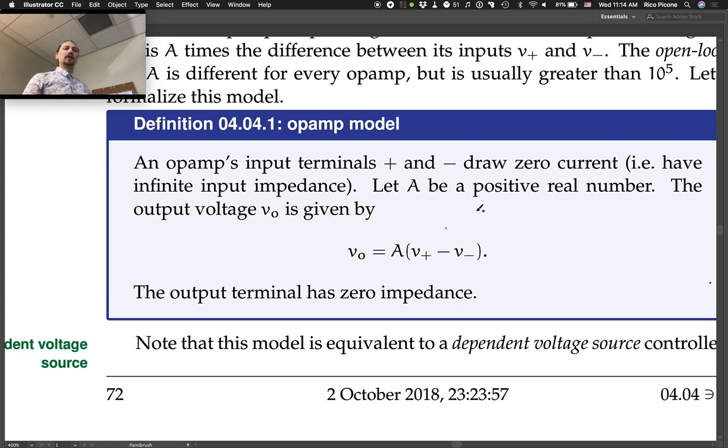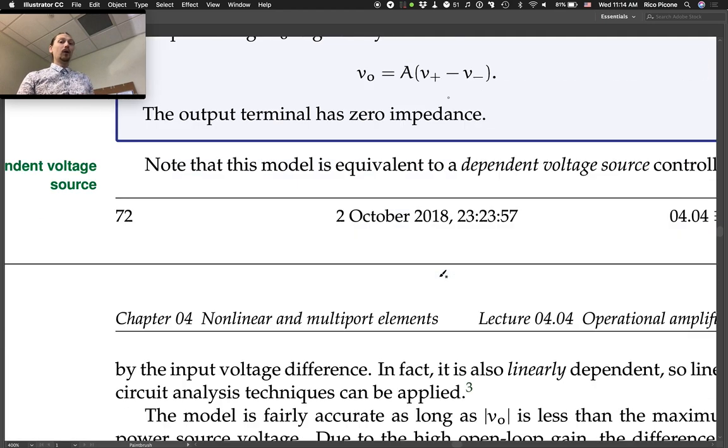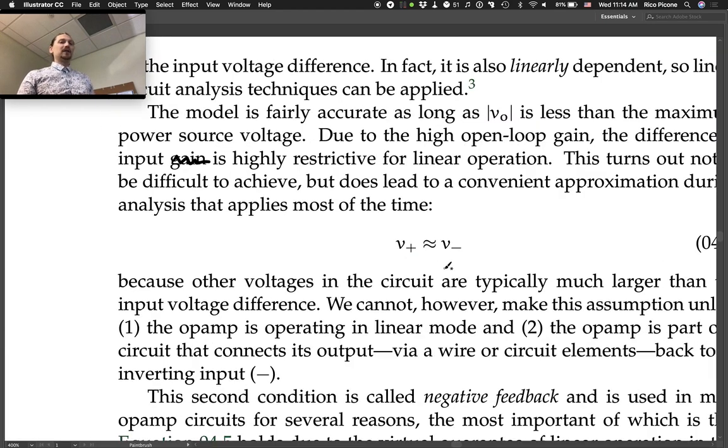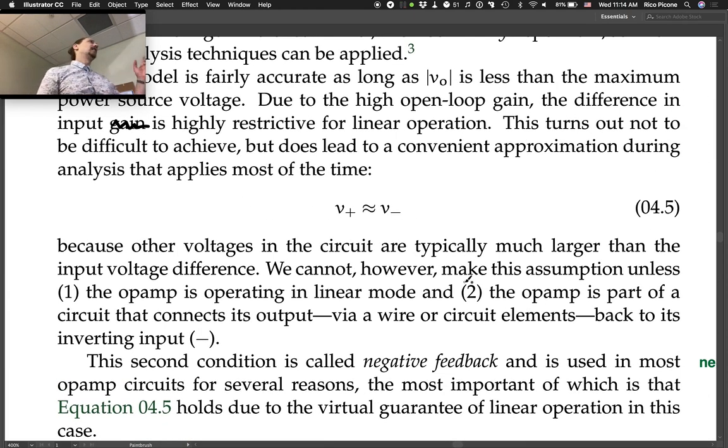You would either use this expression for V out related to V plus and V minus, or you'd use this expression. Okay, you don't use them together. That's dangerous. It's a dangerous mixture. It's like alcohol and caffeine. They're great by themselves, but when you mix them, not as good.